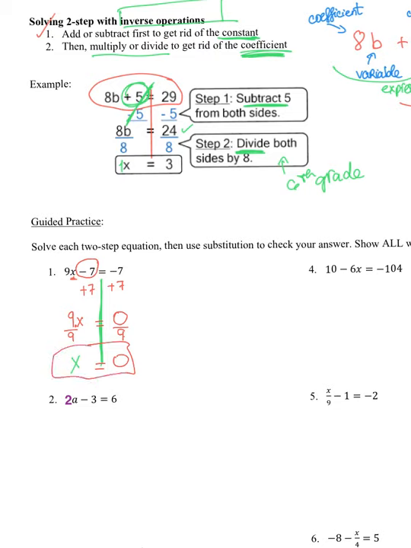How do we check the answer? We're going to substitute the answer into the equation to check it. So x equals 0; to check, I'm going to plug 0 into the x. So we have 9 times 0 minus 7. We're going to see if that is equivalent to negative 7 or not. 9 times 0 is 0. 0 minus 7 is equivalent to negative 7. Yes. So x equal to 0 is good.